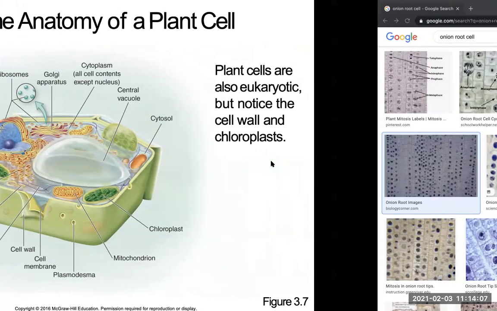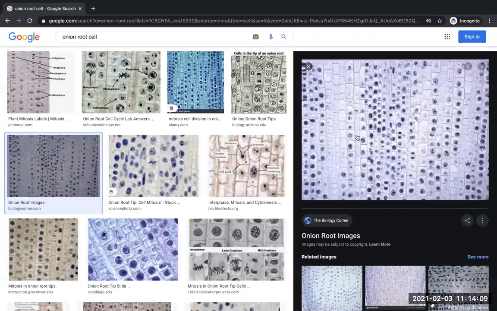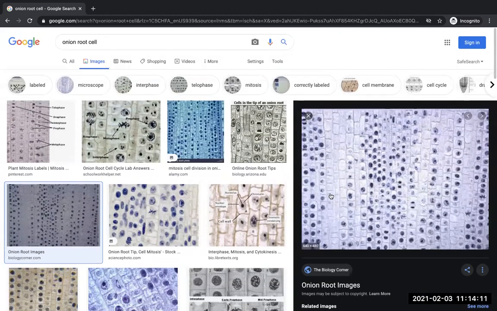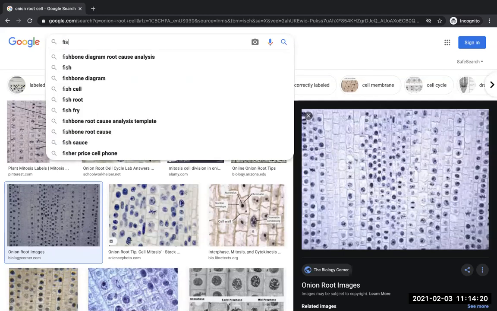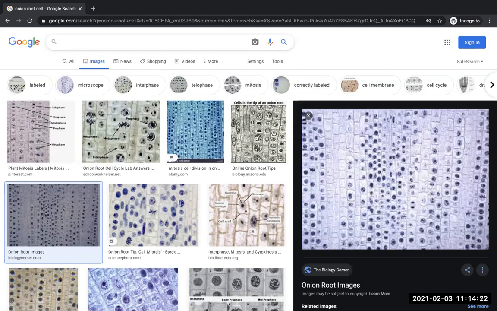So let me show you. So this is a plant cell. We already looked at this. This looks more boxy, more defined shape. There is cell wall there. And if we compare, so this is another slide you would have looked at in class. I think it was the fish.